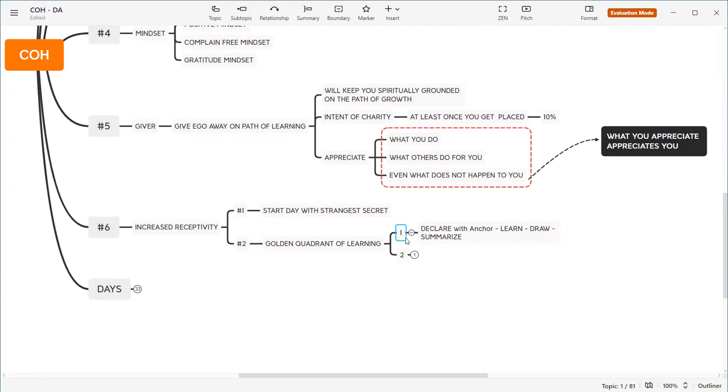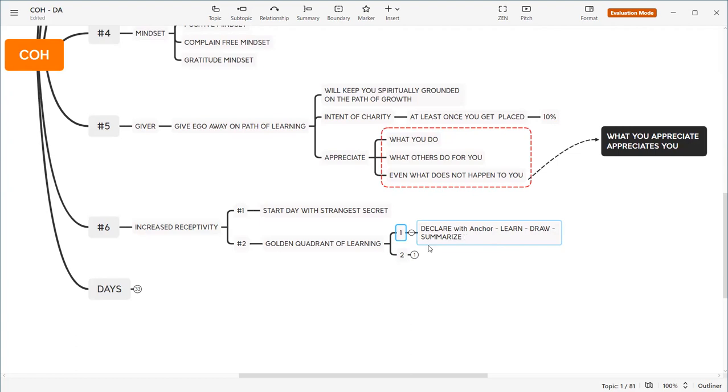That's the reason this learning has been fractioned into 4 stages. This is called the golden quadrant of learning: declaration with the anchor, then learning, then draw, and then summarize. Having said so, are we good to follow this golden quadrant of learning?